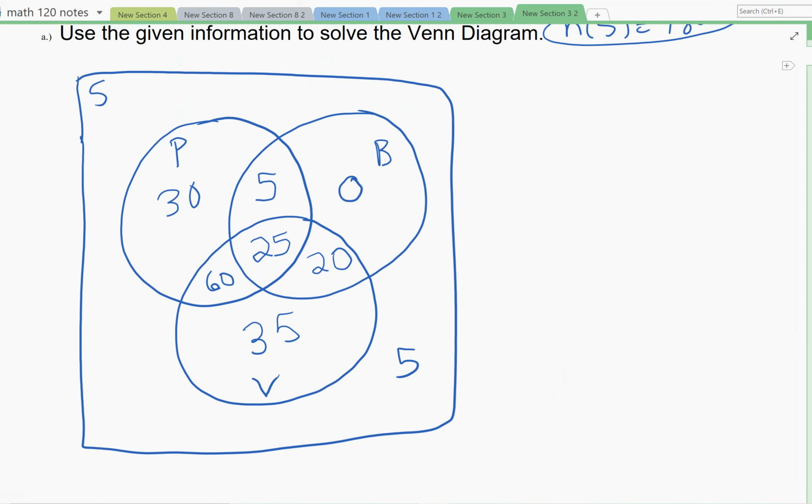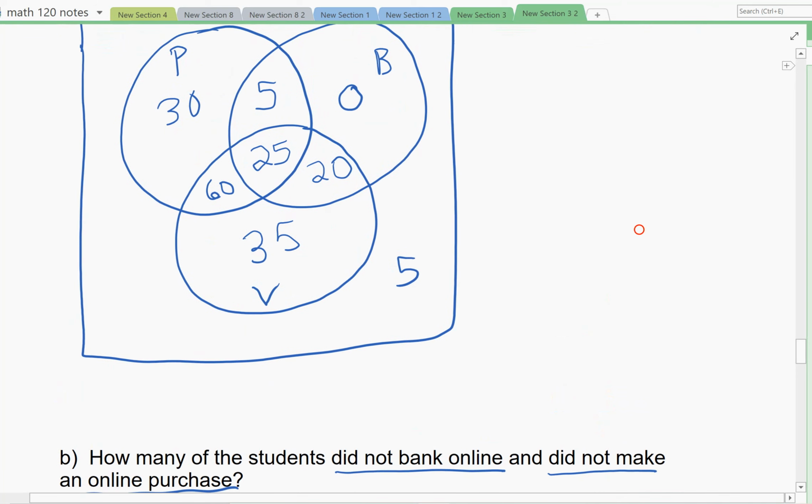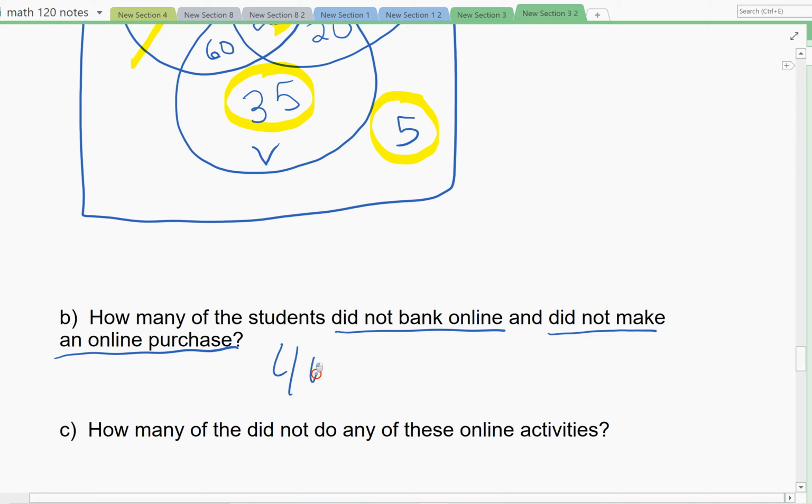Alright, so again, I'm going to use a highlighter to kind of X these out. Did not bank, so I don't want the banking circle. Did not make an online purchase, so I'm not in the purchasing circle. So I'm outside of those, and there are 2 regions outside of those. And this is the tricky part for this question. A lot of students will get one of these numbers, but they miss out on the other. There's the 35 here and the 5 there. 40 students did not bank online and did not make an online purchase, right? 35 of them happened to watch a video, 5 of them happened to not watch a video. And so the answer is 40 students.